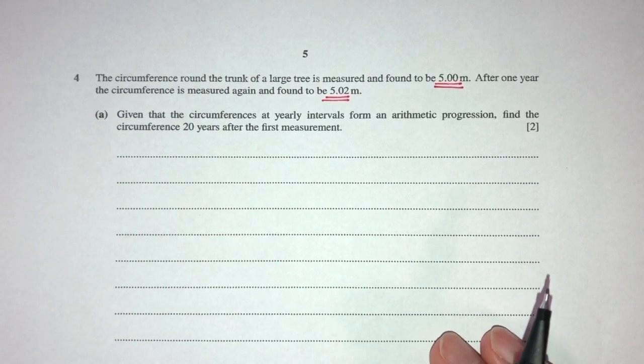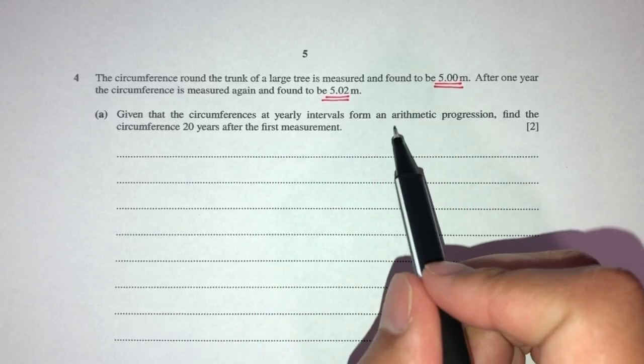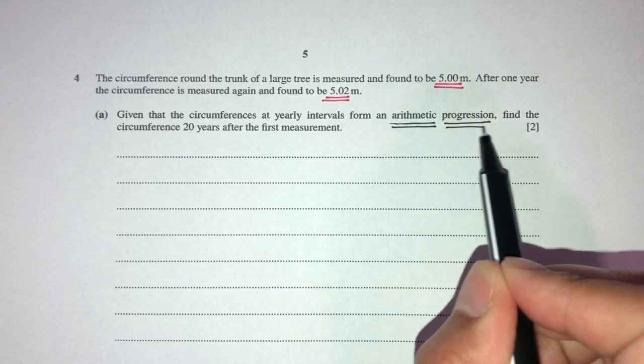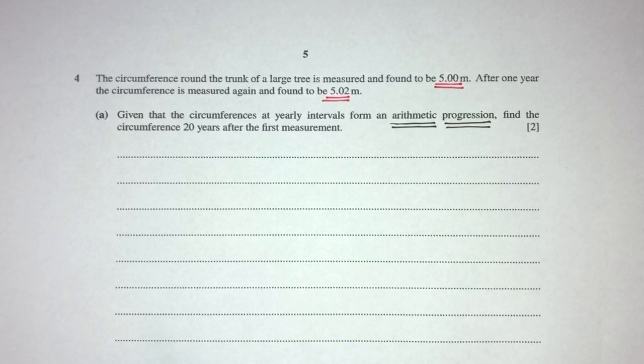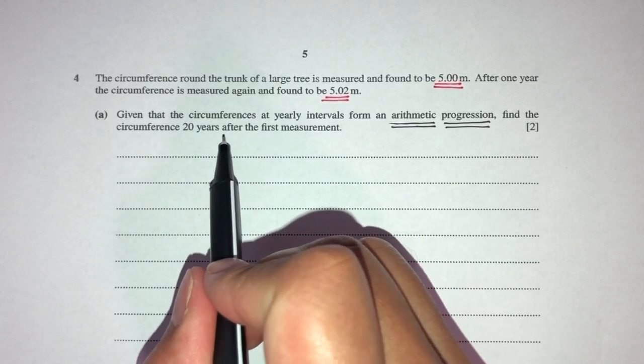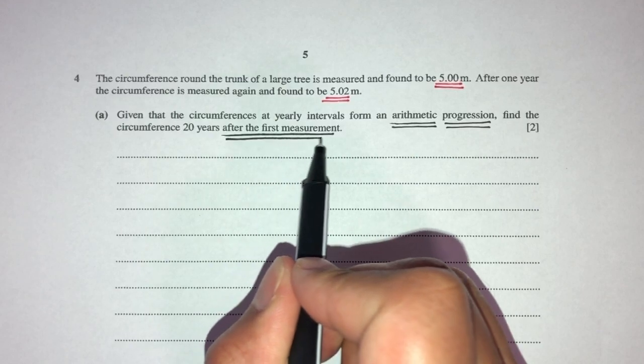Part 1. Given that the circumferences at the yearly intervals form an AP, so now we know this is an AP already, so we have to know which equation we are going to use. We have to find the circumference 20 years after the first measurement. So I think the main point here is to understand this. Okay, after the first measurement.